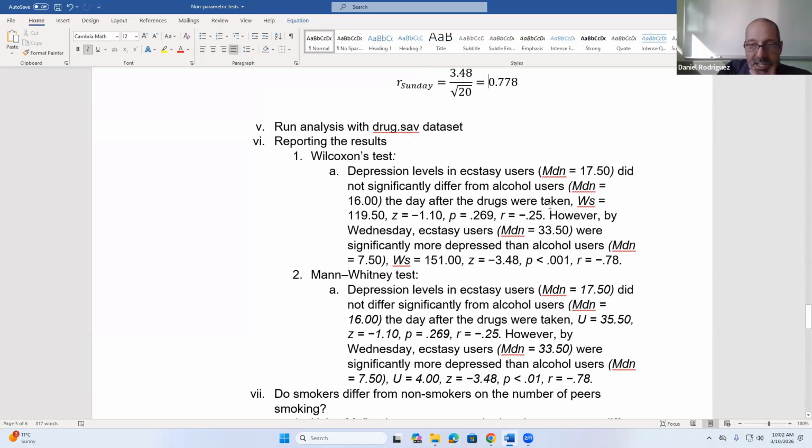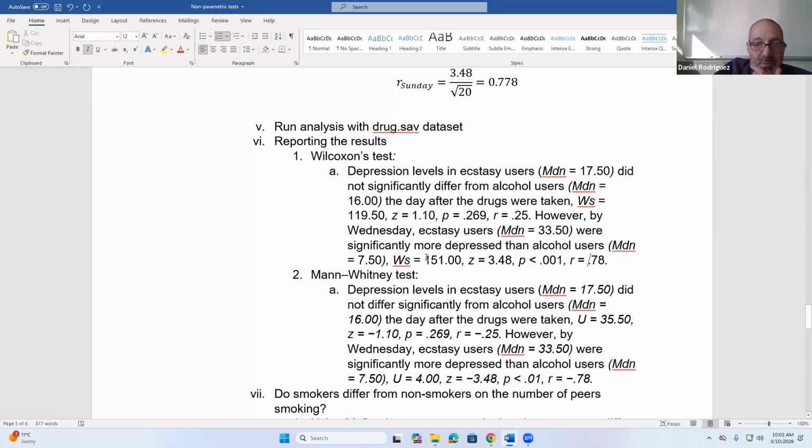The day after the drugs were taken, W was 119.5, the z-value was 1.10, and our R value, which wouldn't be negative, was 0.25. However, on Wednesday, S to C users were significantly more depressed than alcohol users. And we show the statistically significant Z value. Just get rid of all these negative signs. So that's if I want to report the Wilcoxon test.